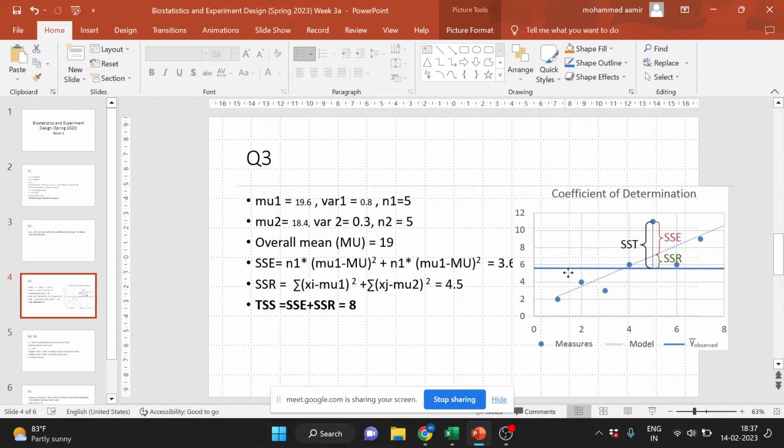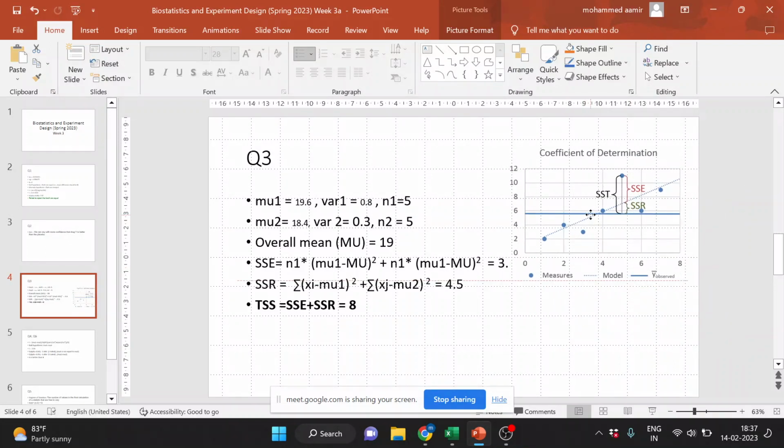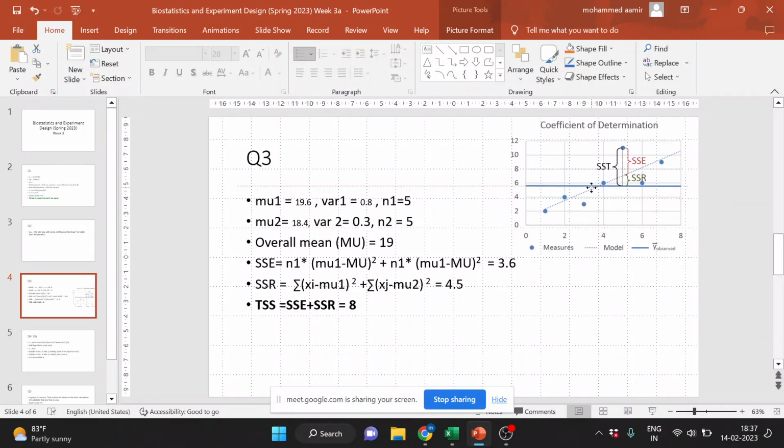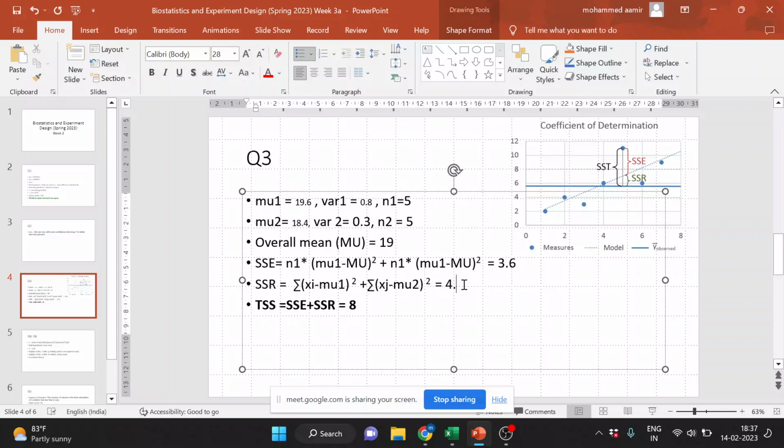When you do that, maybe I'll make this a little smaller so that you can see. SSE we got as 3.6 and this was 4.4. The total sum of squares is the addition of both of these, SSE plus SSR, and you get 8 as a value.